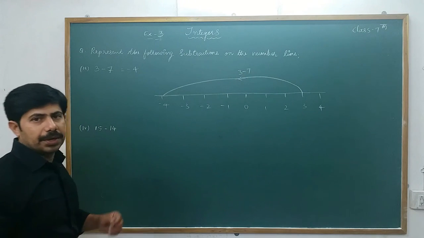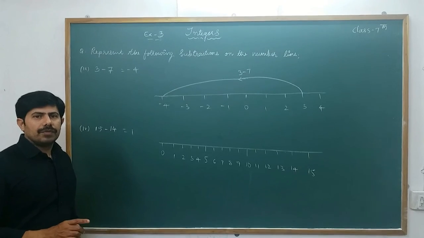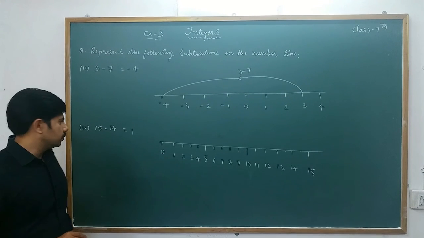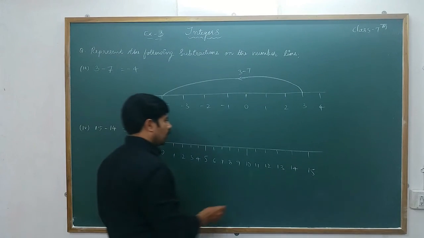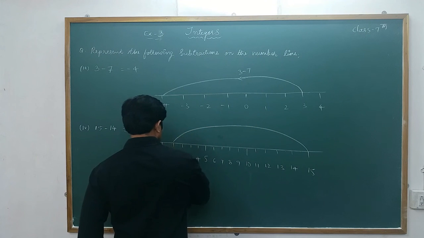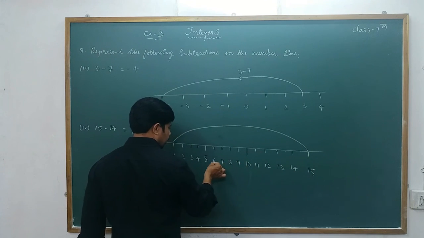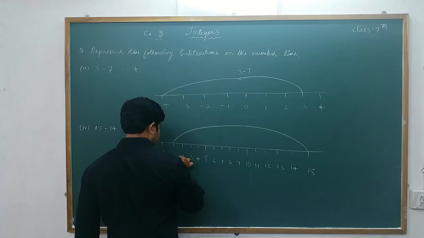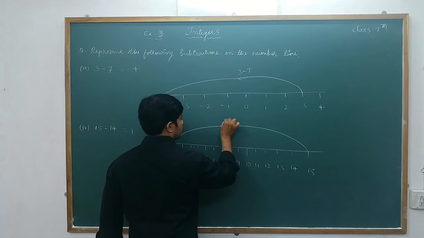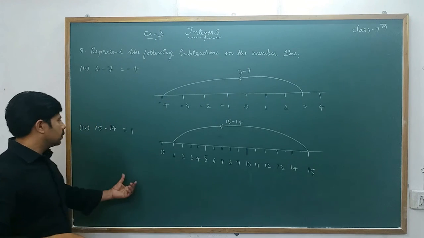So this is completed. Then after that we have 15 minus 14. 15 minus 14 is 1. So 15 minus 14, just move 14 steps back. Right. So 1, 2, 3, 4, 5, 6, 7, 8, 9, 10, 11, 12, 13, 14 comes to 1. So this is 15 minus 14. Right. So this is completed.